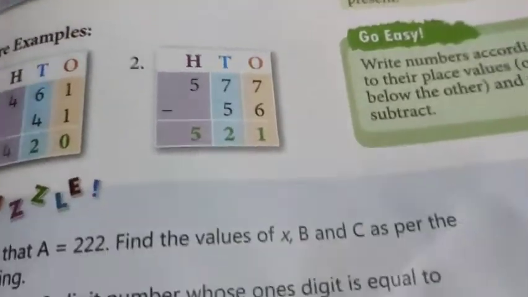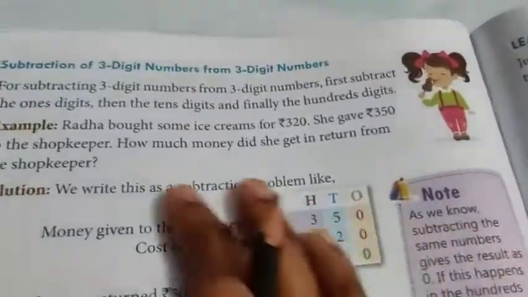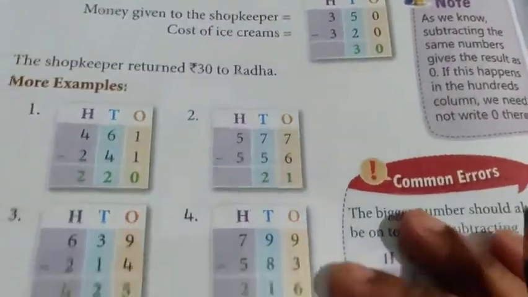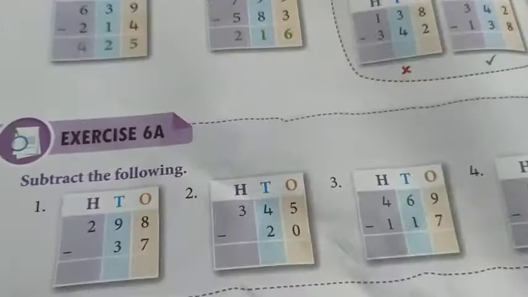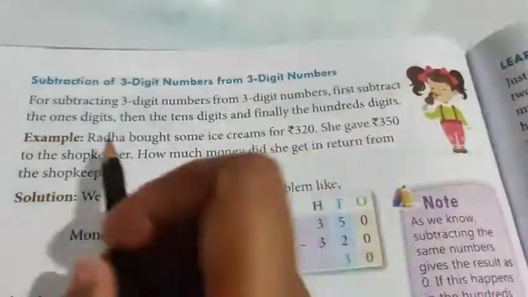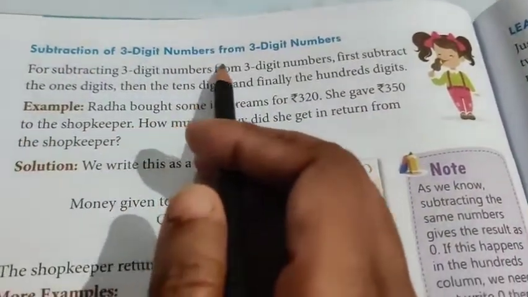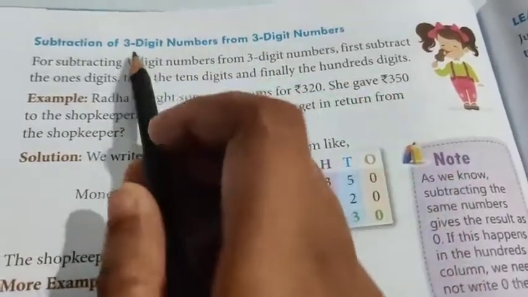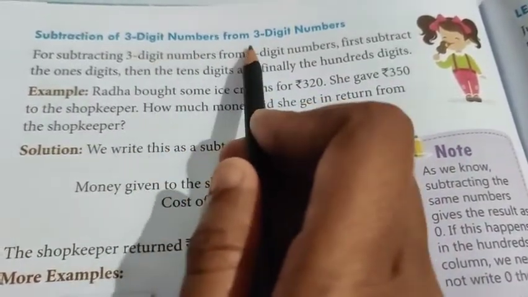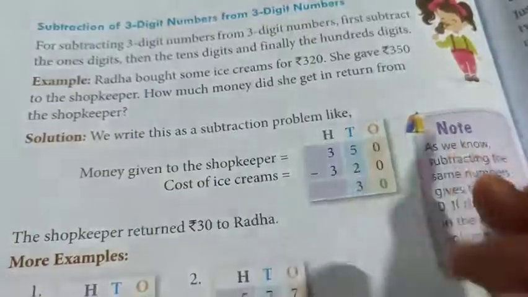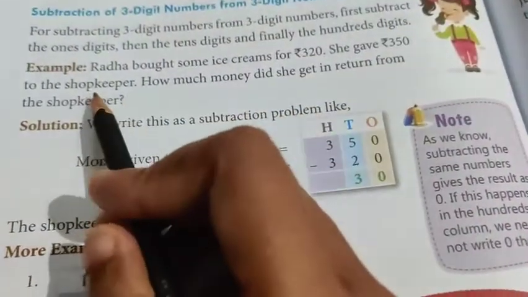So now turn to the next page, that is page number 88. Now the sums are of subtraction of 3-digit numbers from 3-digit numbers. Here, subtraction of 3-digit numbers from 3-digit numbers we will do. Here also an example is given.